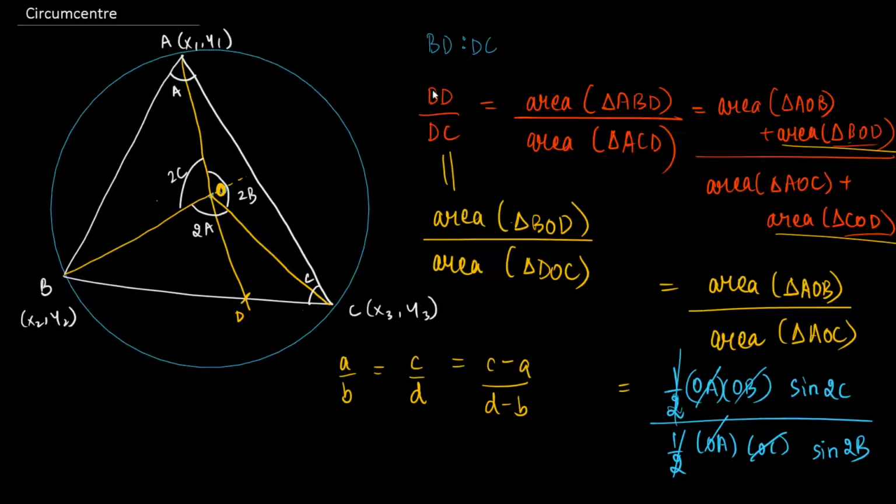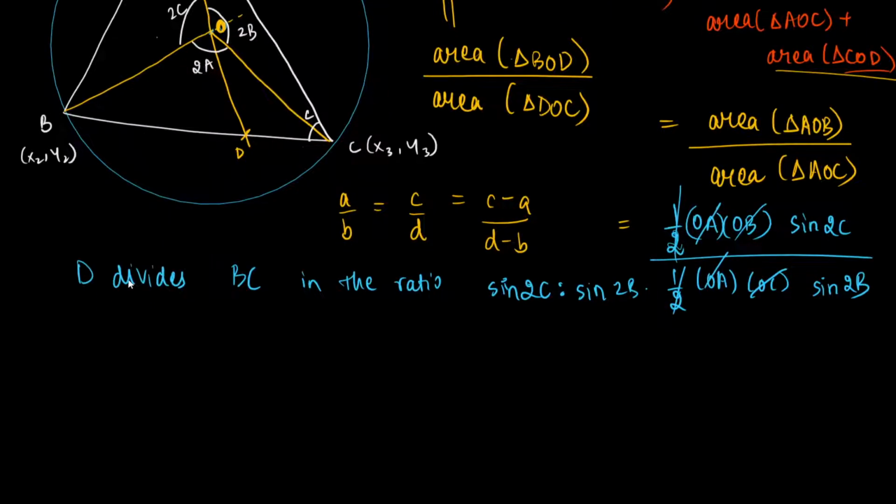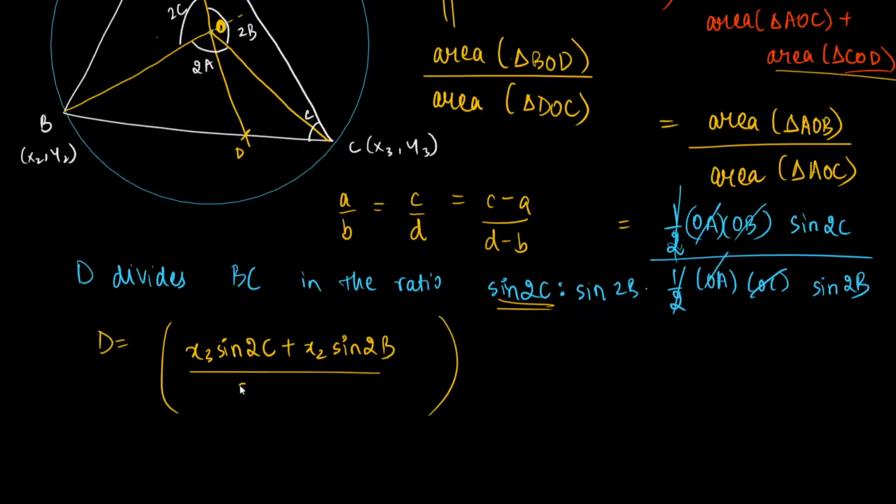So D divides BC in the ratio sine of 2C is to sine of 2B. That's the first breakthrough that we make in this problem. So we can write the coordinates of point D. The coordinates of point D are going to be sine of 2C multiplied by x3, so x3 sine of 2C plus x2 sine of 2B divided by sine of 2B plus sine of 2C.